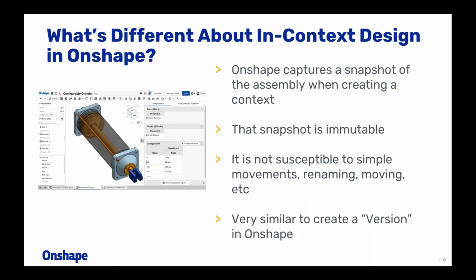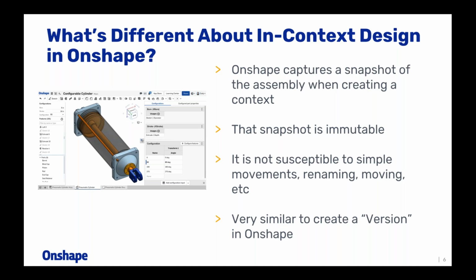So again, what's different about in-context design in Onshape? Onshape captures a snapshot of the assembly the moment you create a context. And it takes that snapshot of the assembly and it brings that into the Part Studio so that you can work around that in the Part Studio. Now, the key thing I would stress about that snapshot that's taken when you design in context is it's immutable. It doesn't change. It's view only, so to speak.